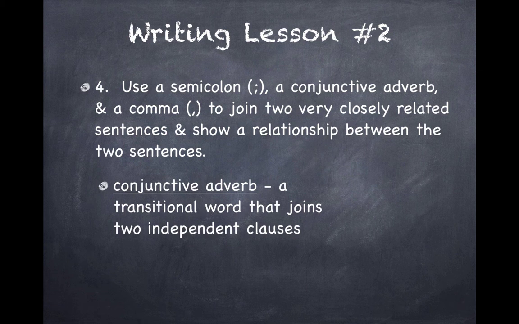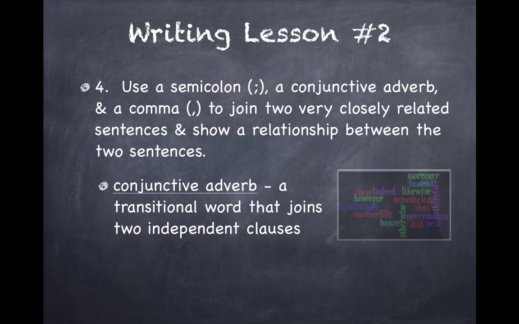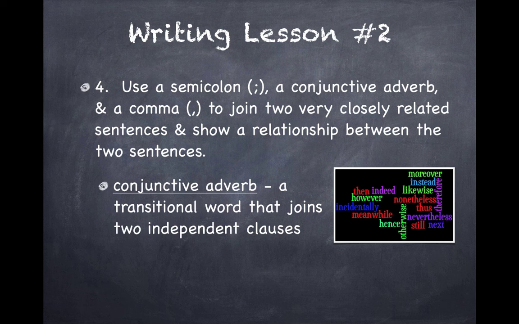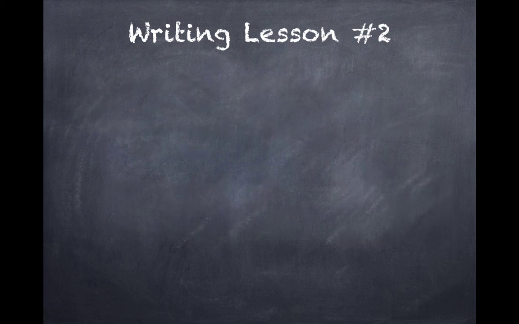Now, a conjunctive adverb, if you look at the word, it's kind of like a cross between a conjunction and an adverb, because it will connect the two sentences, but the adverb is going to give you more information. It's going to modify the relationship between the two. So a conjunctive adverb is basically like a transitional word, or possibly a phrase, that joins two independent clauses. A little picture representation has some examples of conjunctive adverbs, and we'll look at a few of these examples on the next page as well.